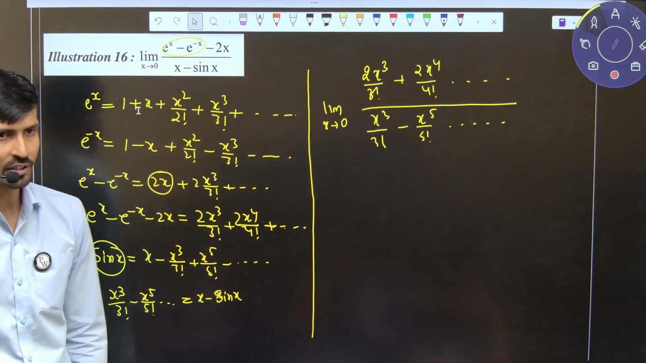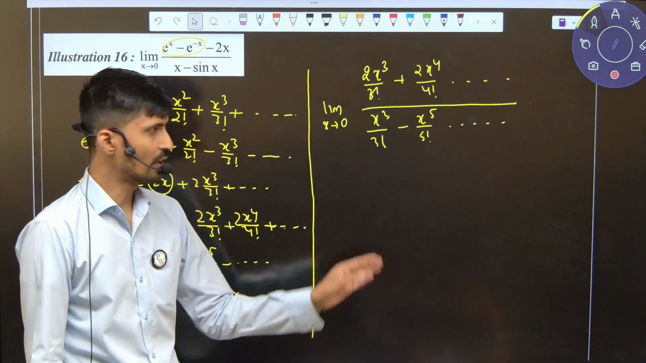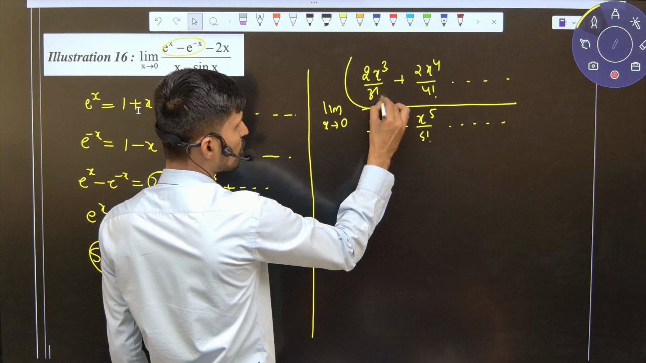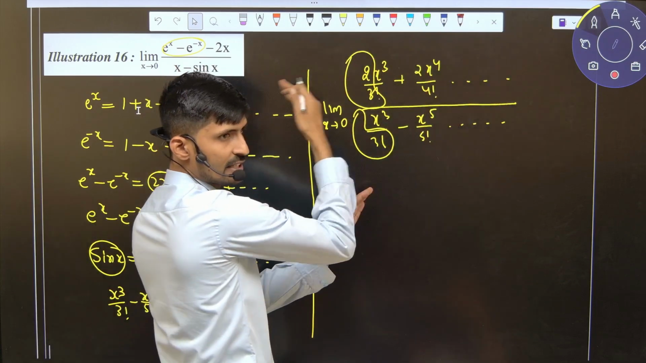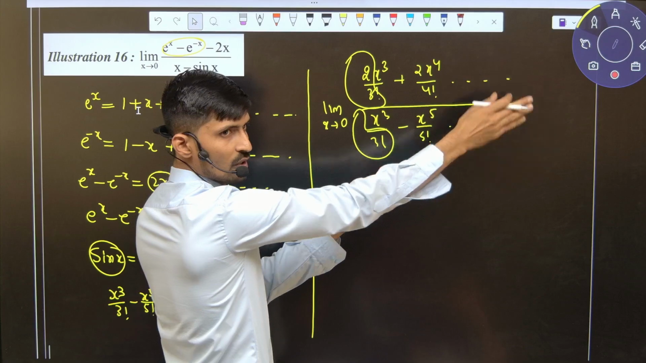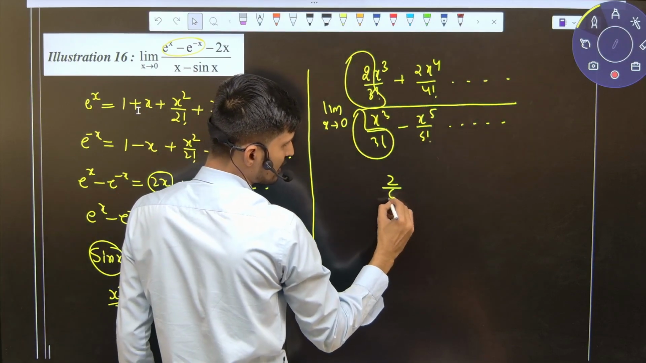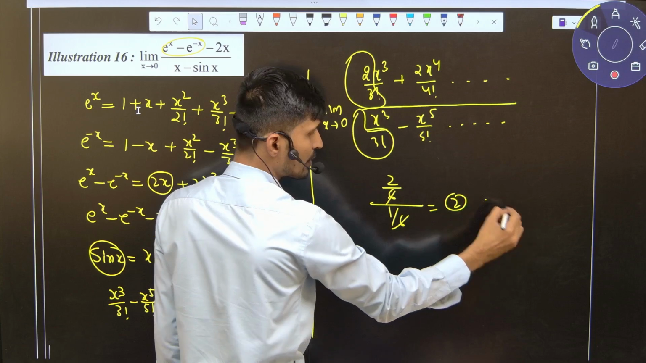Understood? Now tell me, what is the lowest degree of x in the numerator? X cube. What is the lowest degree of x in the denominator? X cube. So the answer you can directly write as this coefficient upon that coefficient, because the rest will all become 0. You will take x cube common, x square will be left, x is 0, so all will become 0, only these 2 numbers will be left. The answer will be 2 by 6 by 1 by 6, 6 cancels, and the answer will be 2.